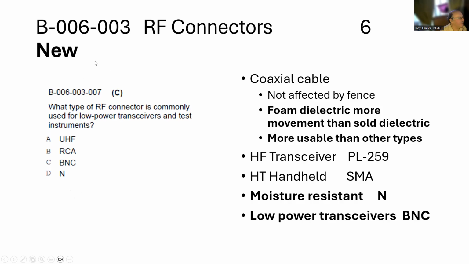Here's another new question. What type of RF connector is commonly used for low power transceivers and test instruments? In that case, that would be C, BNC connector. The BNC connector you find on things like oscilloscopes and signal generators and things like that.